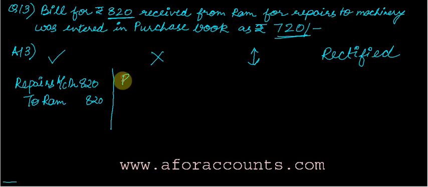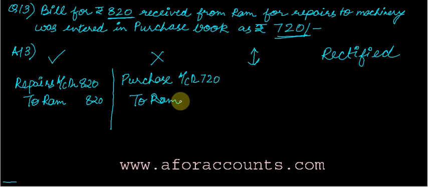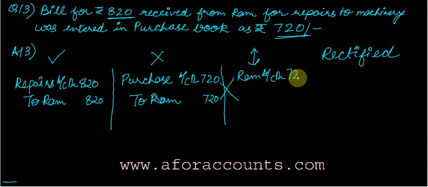So what I have done, purchase account debit 720 instead of 820, 720 to Ram. Ram 720. So I need to reverse it now, and the entry will be Ram account debit 720 to purchase account.